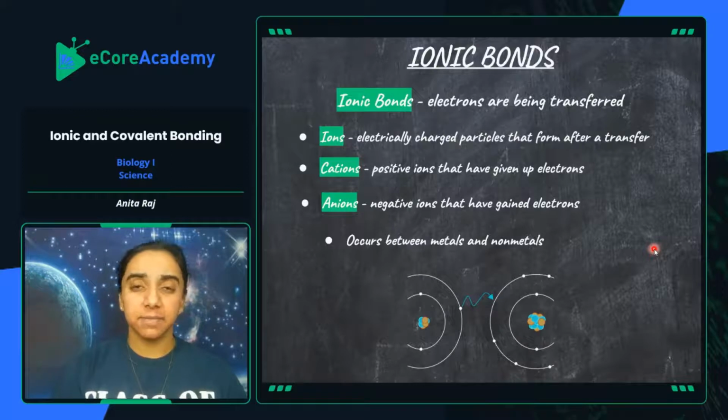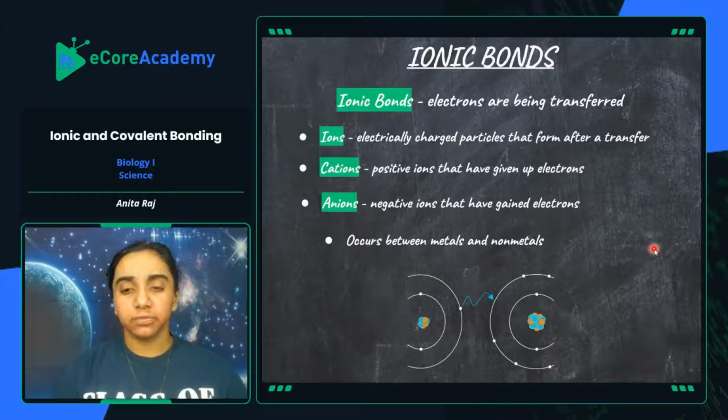So it has a net positive charge, or +1. So it's a positive ion that has given up electrons, also known as a cation. The atom that accepts that one electron now has one more electron than it has protons. So it has a net negative charge, or -1. So it's a negative ion that has gained electrons, also known as an anion.